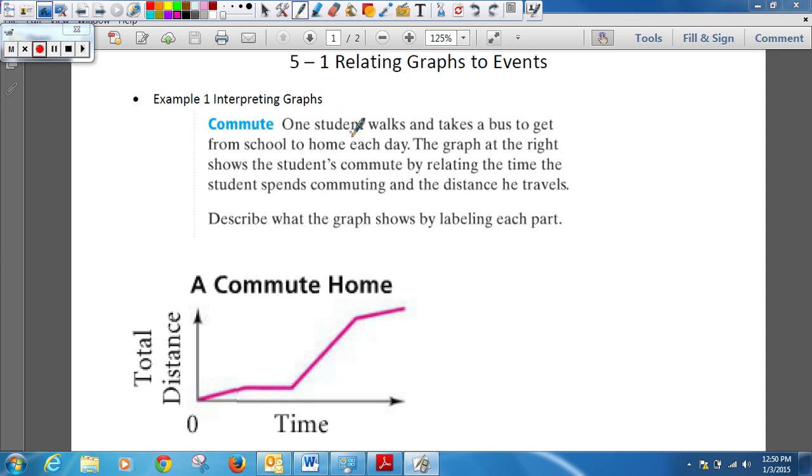So we have to remember what is occurring here. The student is walking and he's also taking a bus to get from school to home each day. So if we look here, this part is where the student would be walking to get to the bus. Here I would say the student is in place, so that must be they're at the bus stop or they're waiting to get on the bus. This part looks like they're traveling very quickly, so I would say that this is the part that they are on the bus. And then they slow down here, so then they must have to walk the rest of the way into the school. So as you can see, we labeled each part.